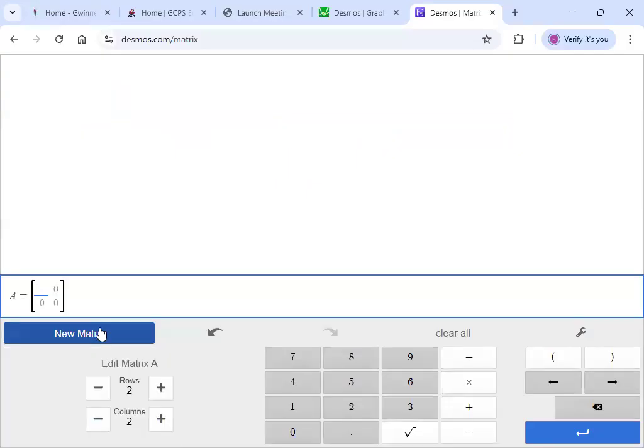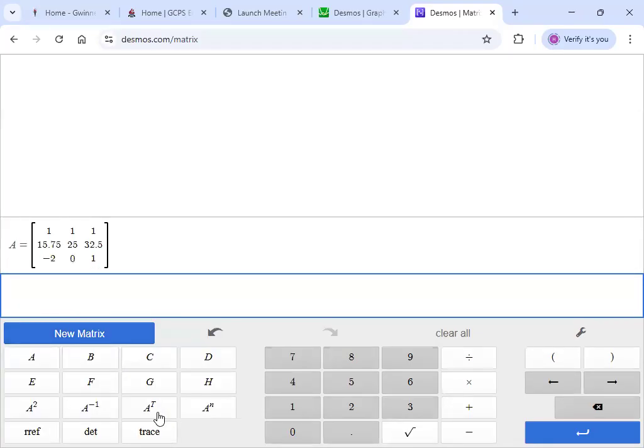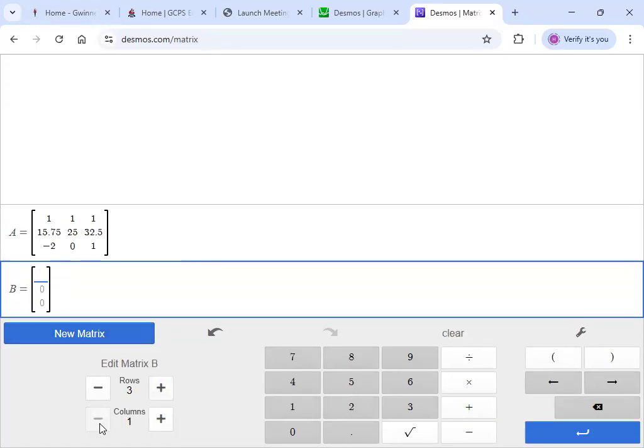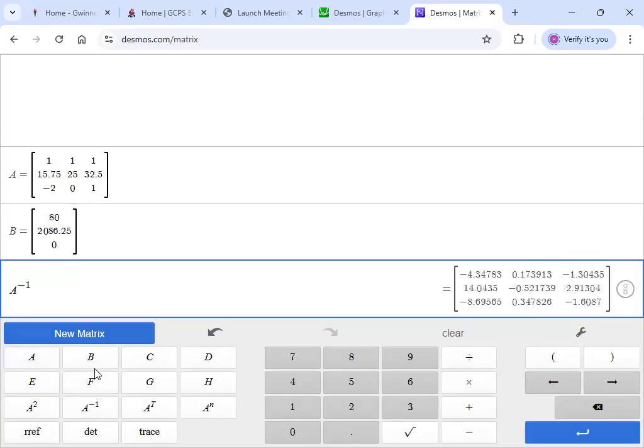And then we're going to do new matrix and type in the A matrix. I want it to be a 3 by 3. So click on rows and columns and bump that up. And then new matrix, I'm going to call it B. This time it needs to be a 3 by 1. So make sure you adjust those dimensions, and then just hit enter to get to a new line. And I'm going to do A inverse B. I like to use the buttons here, A, and then the inverse key, B.